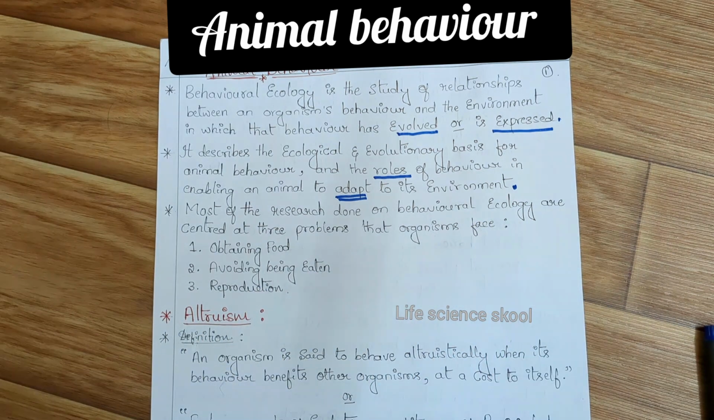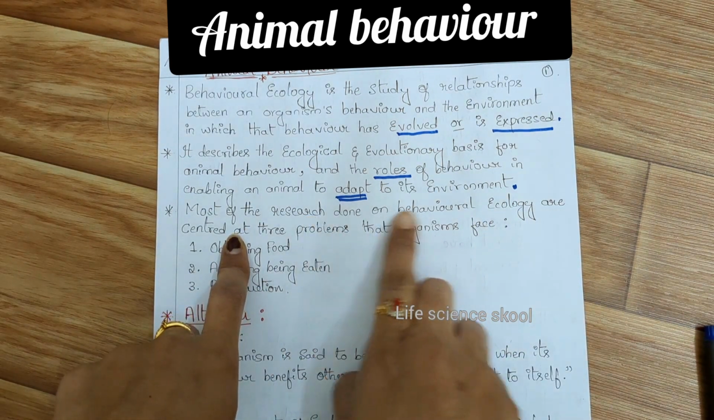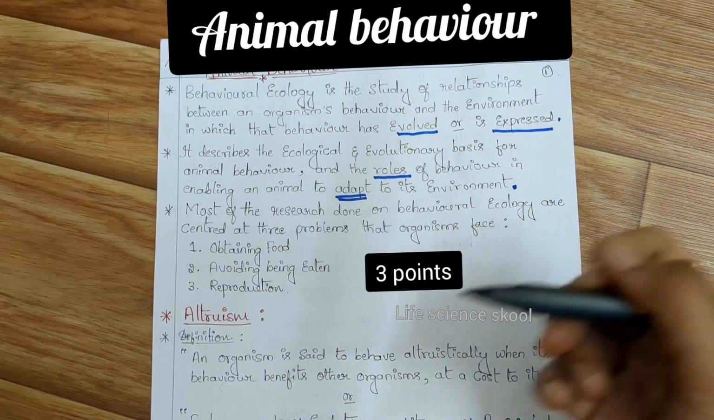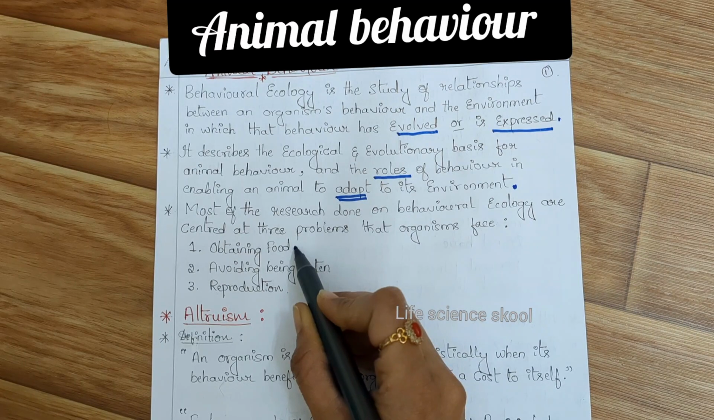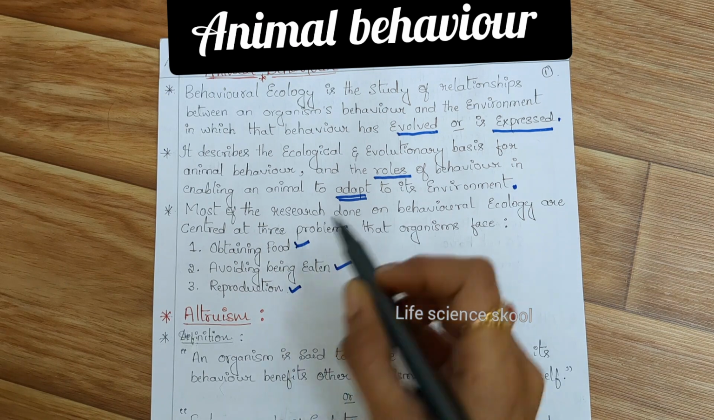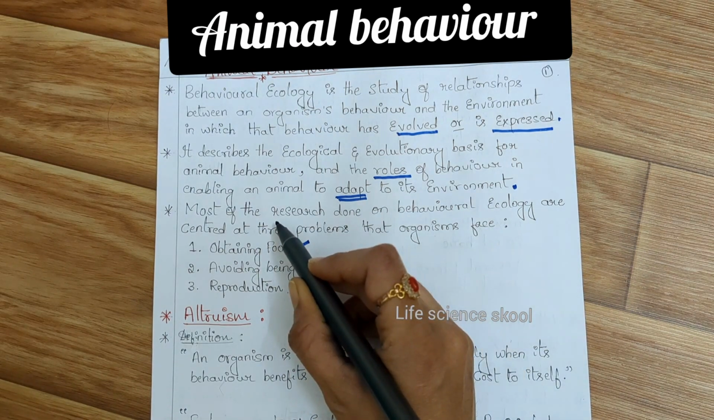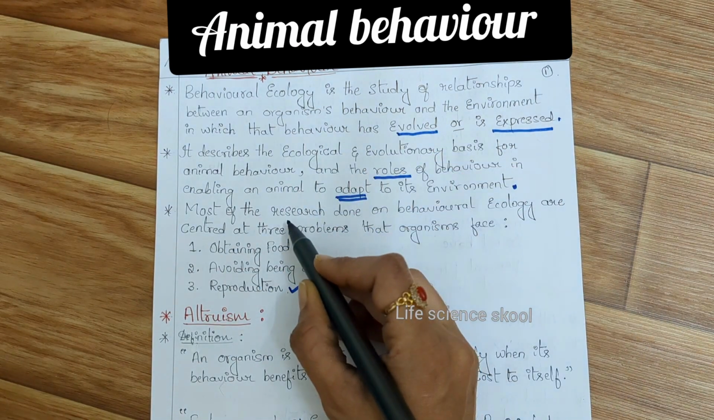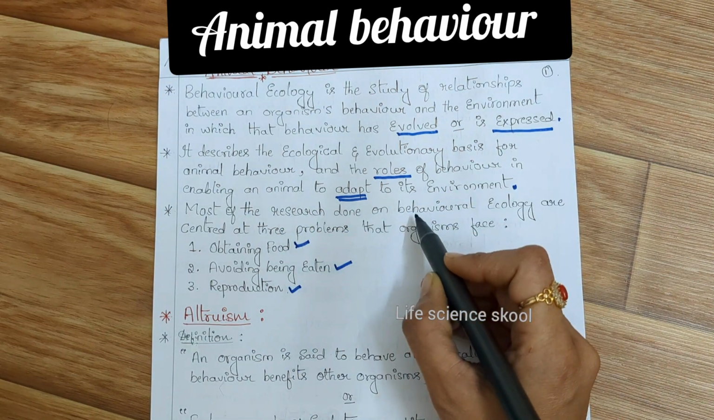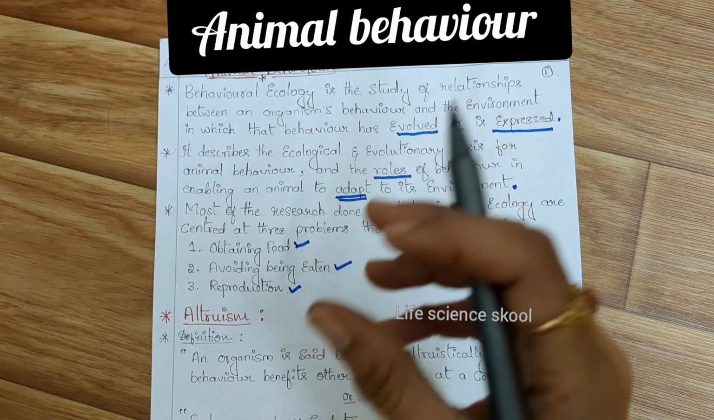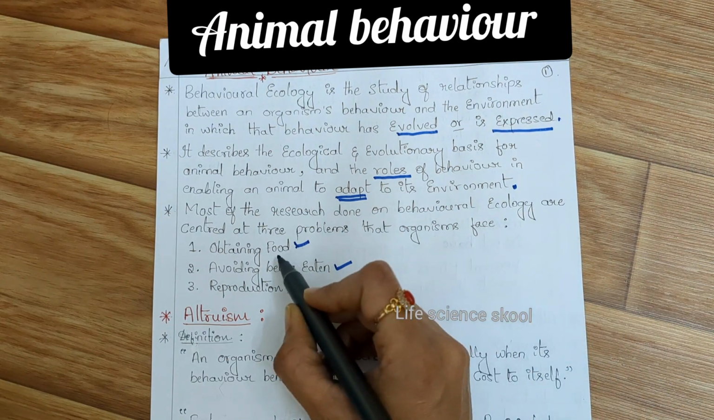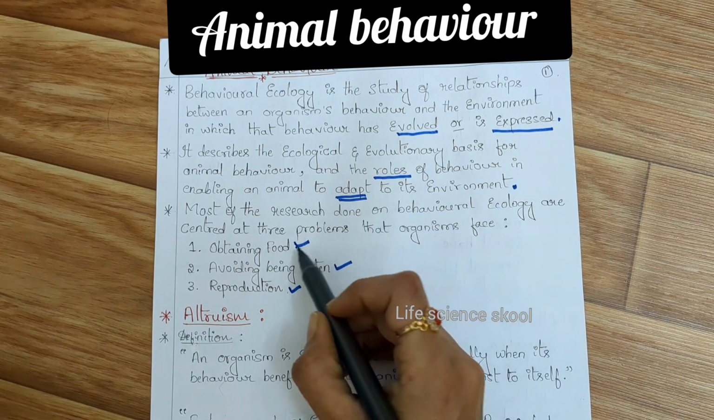Next, moving on to the next point. Most of the research done on behavioral ecology is centered on three points mainly. First, obtaining food. Second, avoiding being eaten. Third, reproduction, obviously. There is a lot of research done on that. When you look at the research history, behavioral ecology is mainly centered on three problems. What the animal will face: first, it always shows some kind of behavior to obtain food.